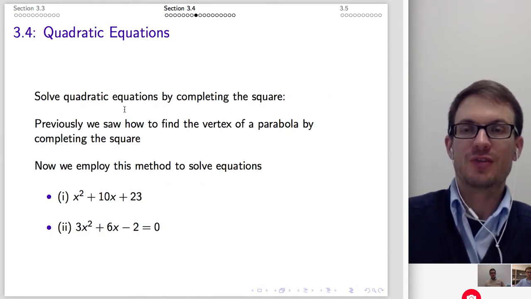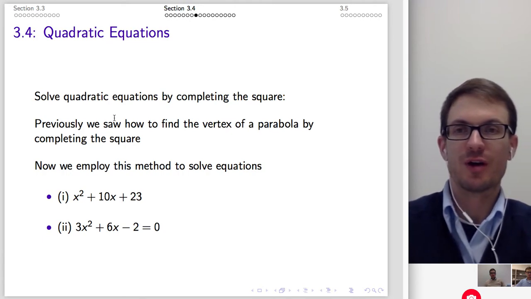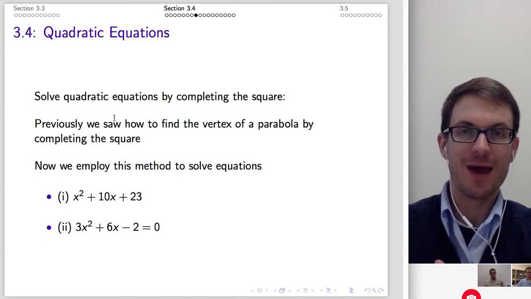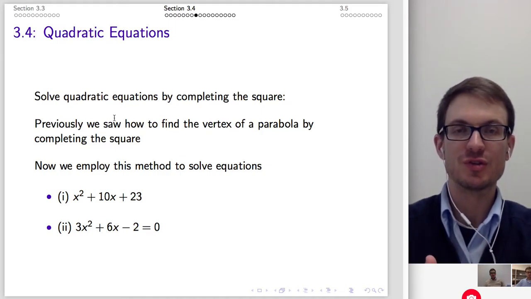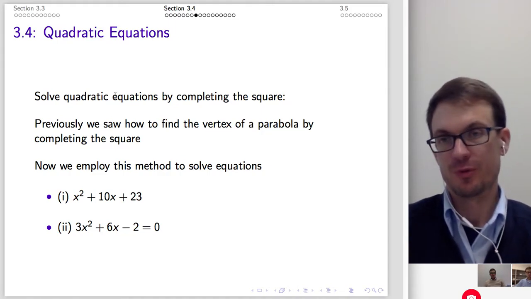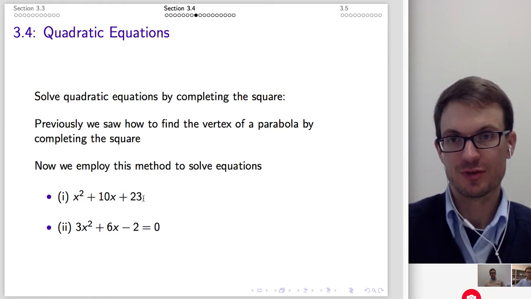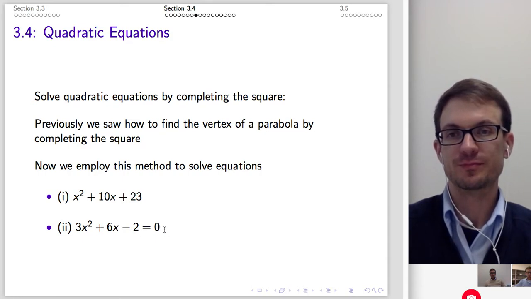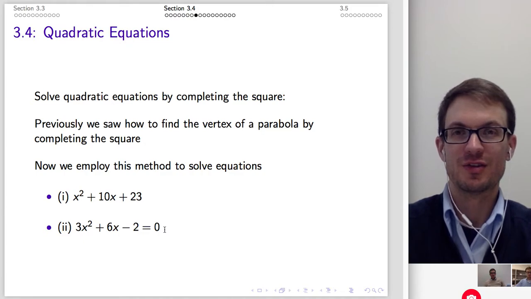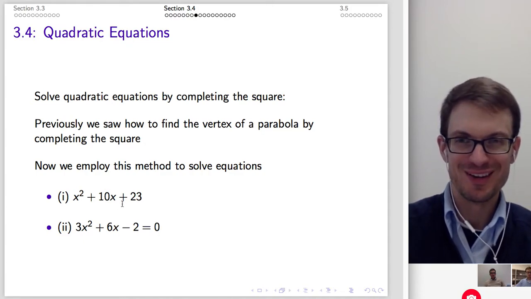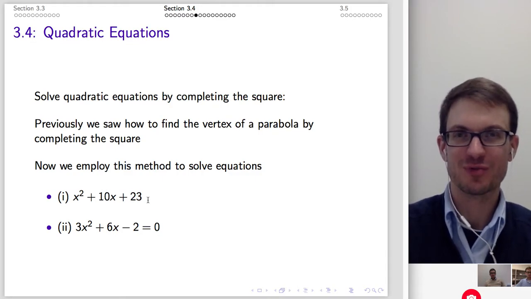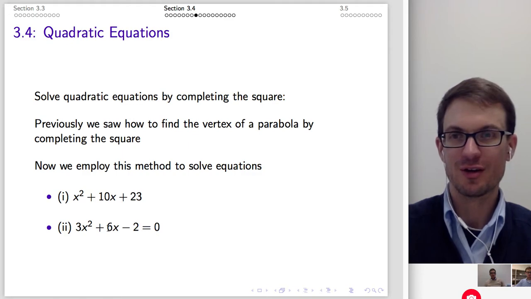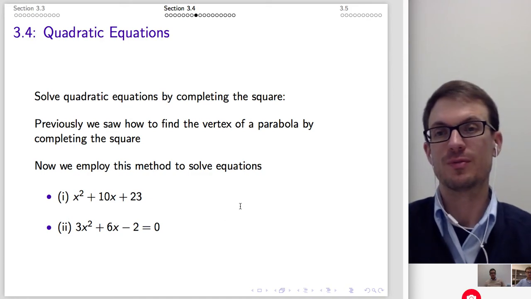Okay, so next thing to do, let's solve quadratic equations by completing the square. So previously we saw how to find the vertex of a parabola by completing the square. Now let's just see if we can use this method to solve equations. So suppose we have x squared plus 10x plus 23 equals 0, or we have 3x squared plus 6x minus 2 is equal to 0. So stop the video, go ahead and solve these. One thing you might think about is, remember, you want to think of the prime factorization here. 2 times 5. Oh, 5 squared is a perfect square. Can we make that over here? And then over here, 2 times, think about how we can do that there as well.